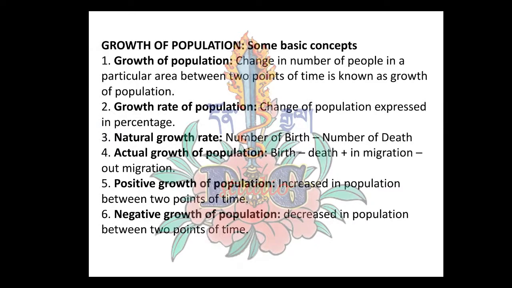Then positive growth of population means if there is an increase in the number of people between two points of time, that is called positive growth of population. That means between 2001 and 2011, if the population of India has increased, that is positive growth of population. Negative growth of population means the population in a particular country has decreased between two points of time. If the population of India between 2001 and 2011 has decreased, we can say negative growth of population.